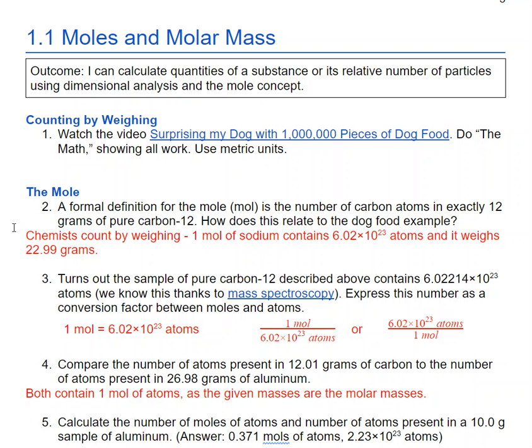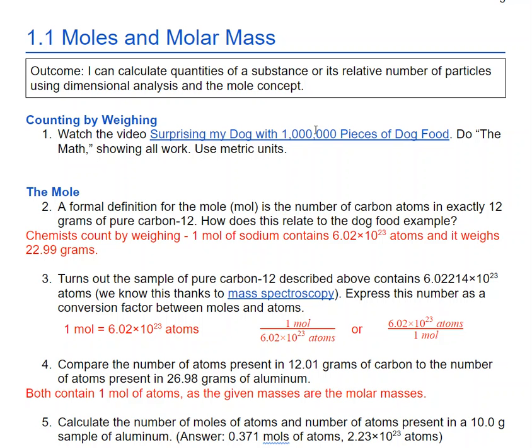to show how many bags of dog food he's going to need to buy in order to have 1 million pieces of dog food. So he's trying to count the number of pieces in the bag by weighing them. And this is exactly how chemists understand the mole. So chemists count by weighing.